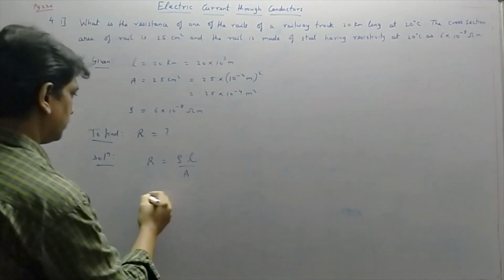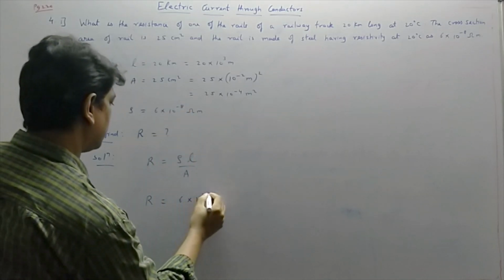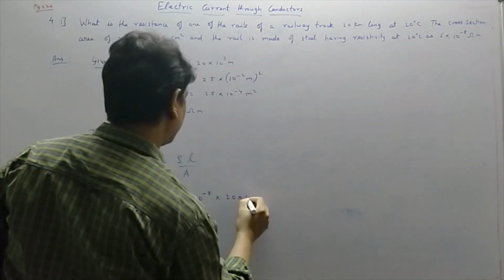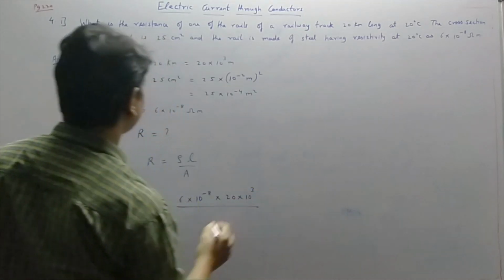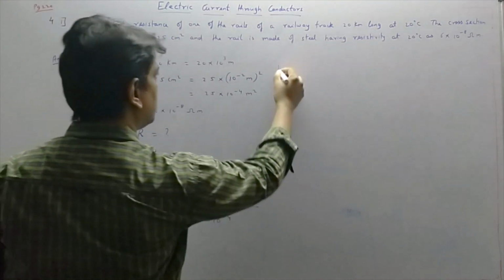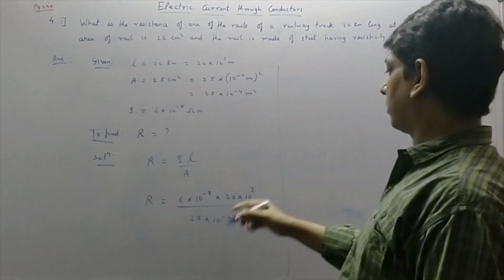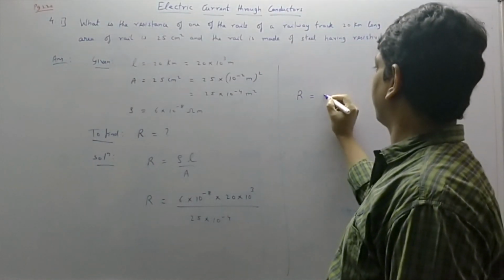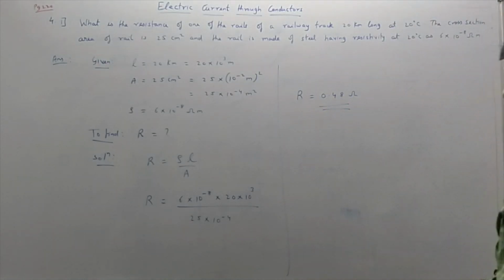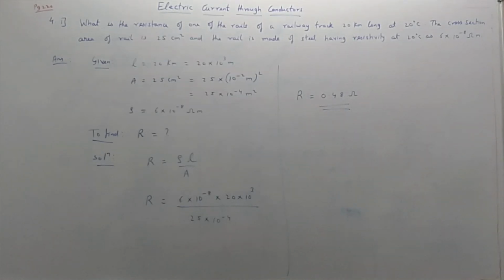Let us put in the values. R is rho, which is 6 into 10 raised to minus 8, into length 20 into 10 raised to 3, divided by area of cross section 25 into 10 raised to minus 4. Students, if you solve this, it is a very easy solution. Just cancel out some terms and the final answer you will get is approximately 0.48 ohms. So the resistance of the rail is 0.48 ohms.